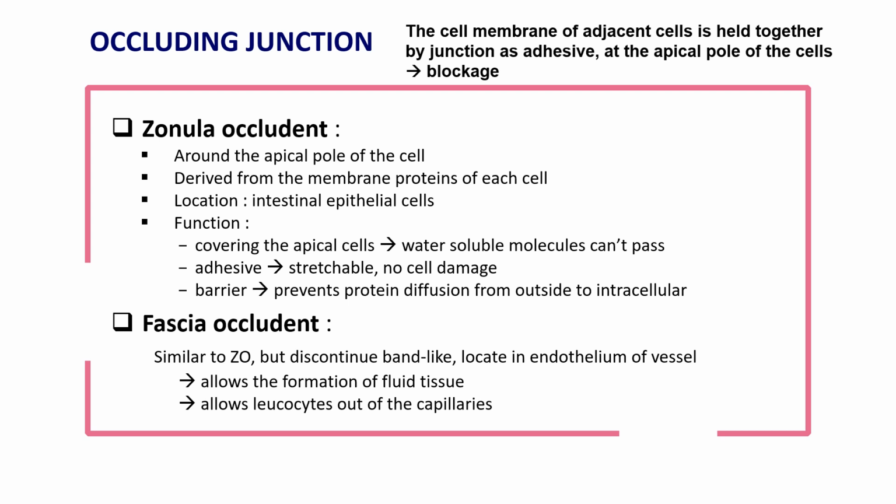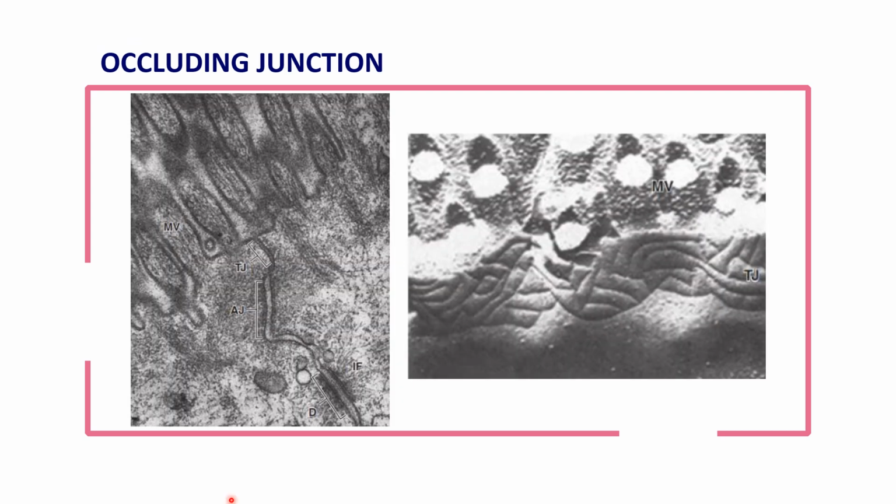The second type is the fascia occludens. Fascia occludens is similar to zonula occludens but has a discontinuous band-like shape and is located in the endothelium of vessels. Fascia occludens allows the formation of tissue fluid and allows leukocytes to leave the capillaries. This is an image of the occluding junction. In the apical region of the cell, below the microvilli, there is the tight junction or occluding junction. And we can see the shape of the tight junction looks like this.